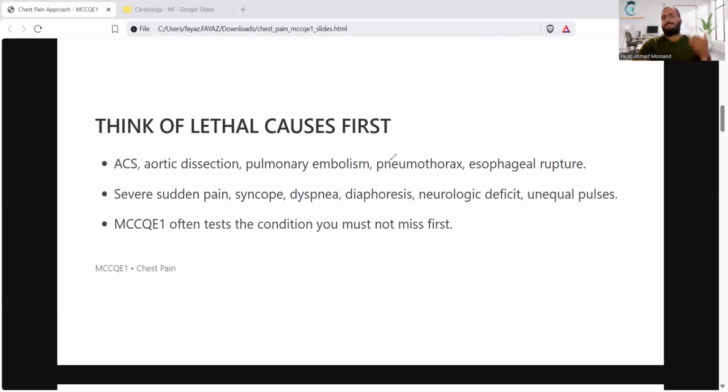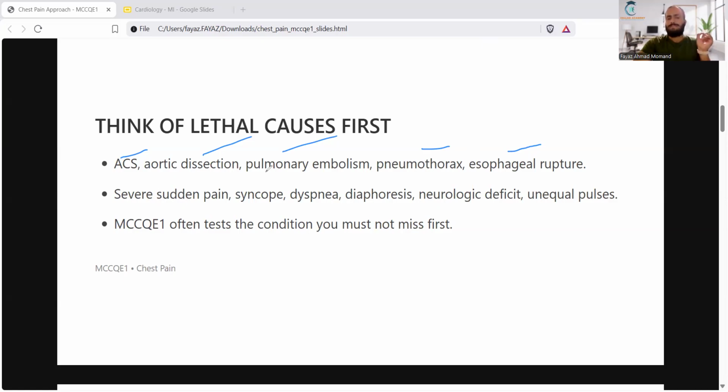The first things that we are going to do when we are evaluating is think of coronary syndrome, aortic dissection, pulmonary embolism, pneumothorax, and rupture of the esophagus, especially if the patient is an alcoholic who has been vomiting a lot in the past few days. Boerhaave's rupture or esophageal rupture can occur in people who are vomiting excessively.